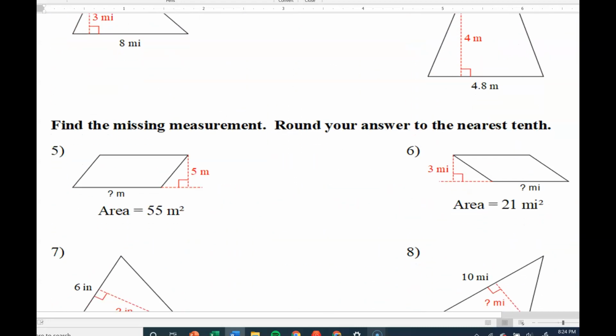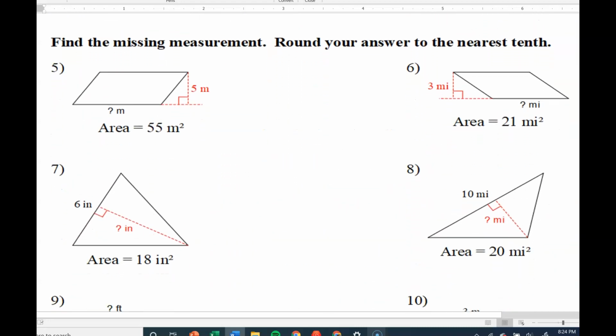Let's scoot on down. The second thing that I want you to be able to do today is to work backwards, finding area. It says round to the nearest tenth if you need to. All right, so first, what is the area formula for a parallelogram? Hopefully by now you've memorized it. Area equals base times height.